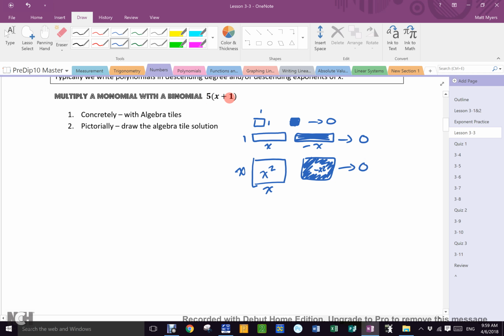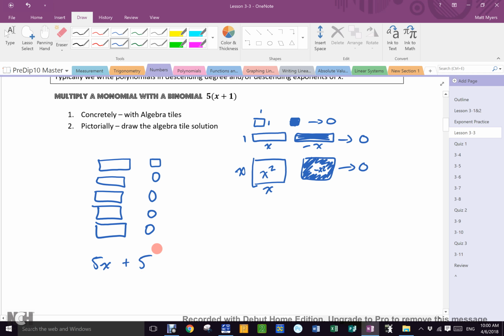So this is saying I need 5 x plus 1s. There's an x. There's a plus 1. How many of them do I need? 5 of them. 1, 2, 3, 4, 5. Right? So what's the answer? 5 x's and 5 1s, which is plus 5.